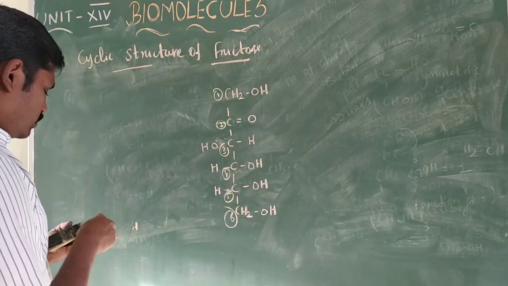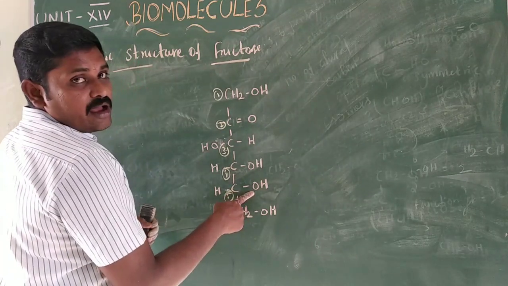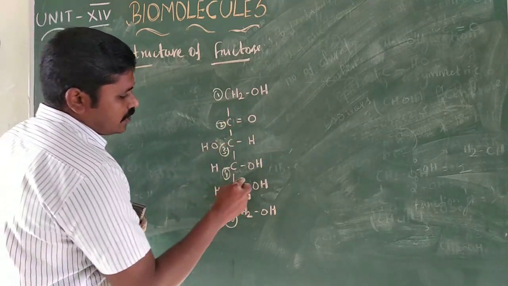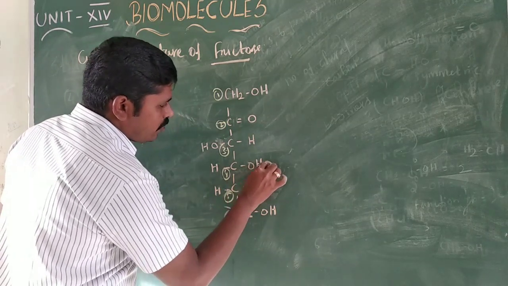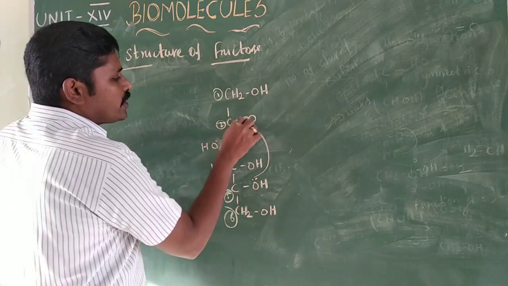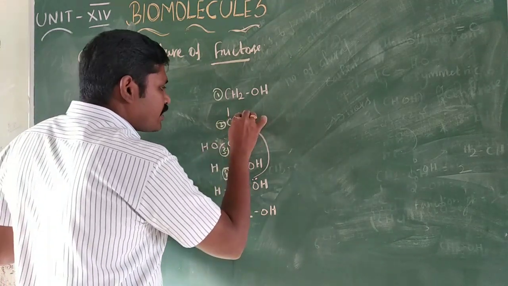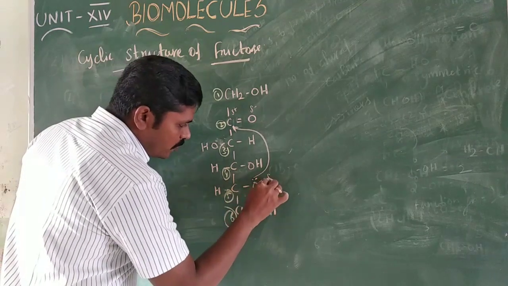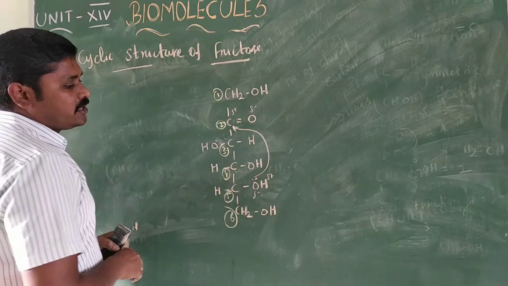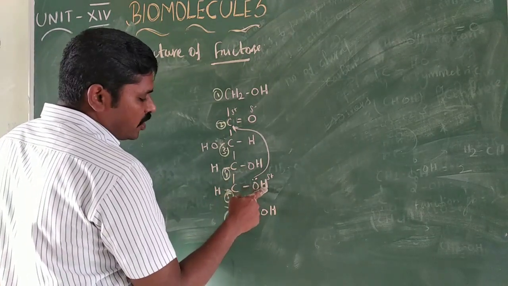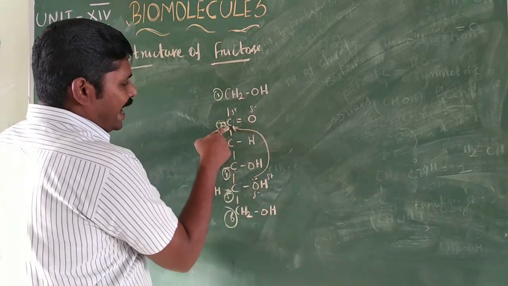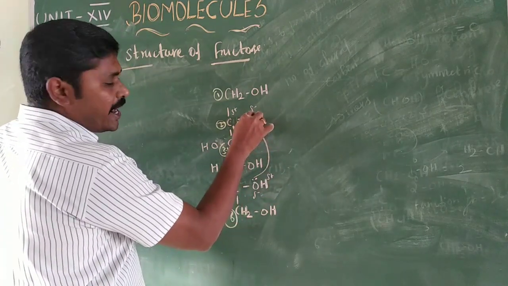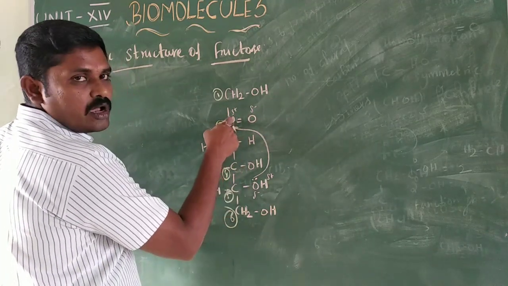Six carbons, right? So the fifth carbon having the hydroxyl group reacts with the second carbonyl carbon. Because of the high electronegativity of oxygen, it is partially negative and the carbon is partially positive. In O and H, the hydrogen is partially positive and the oxygen partially negative. So the hydroxyl oxygen, having a lone pair of electrons, makes a nucleophilic attack on the carbonyl carbon. The hydrogen joins to the carbonyl oxygen, and the hydroxyl oxygen joins to the carbonyl carbon.